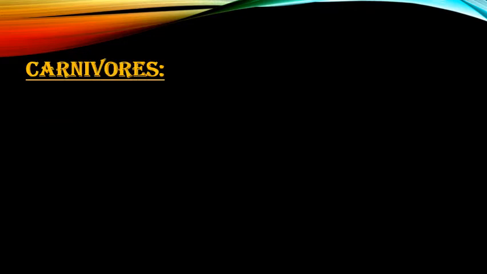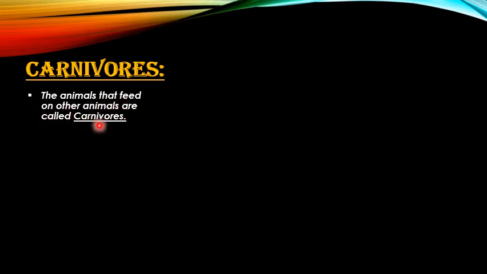Here we have another type of animals, that is carnivores. The animals that feed on other animals are called carnivores. Simply we can say that carnivores are meat eater animals. A carnivore is an organism that eats the meat or flesh of animals. Sometimes carnivores are also known as predators because they hunt their food.